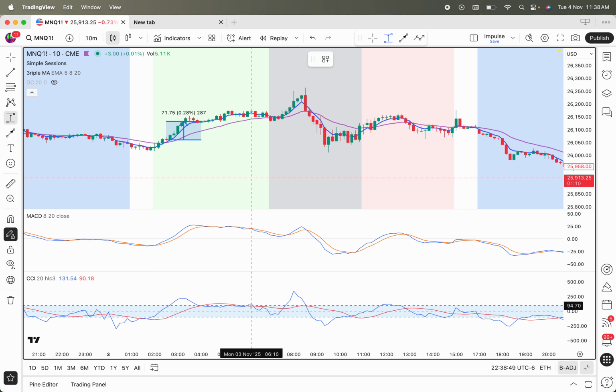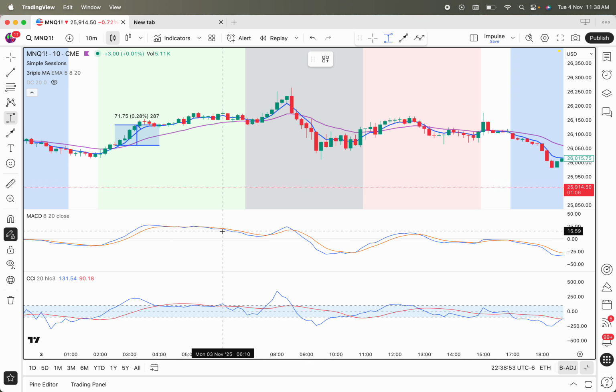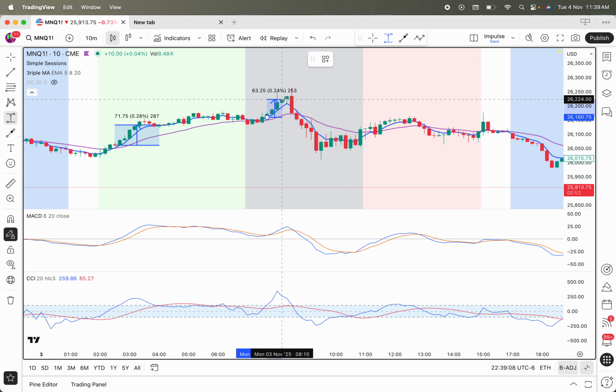Here was one here, but we wouldn't have taken this. Why? Because the MACD is under the signal line. Okay, so this is why we have the MACD here, just to help us filter out some of the trades also. You can see here it's come out, the MACD is crossing over, and of course the EMAs are there as well. So there's that trade.